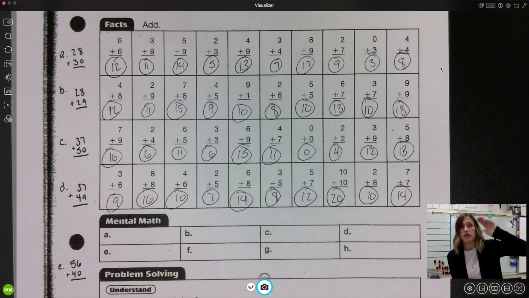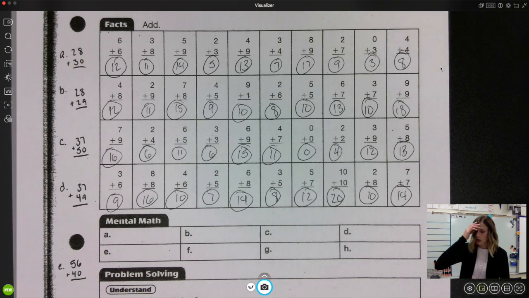So 50, 48, 46, 44, 42, 40, 38, 36, 34, 32, 30, 28, 26, 24, 22, 20, 18, 16, 14, 12, 10, 8, 6, 4, 2. Awesome.